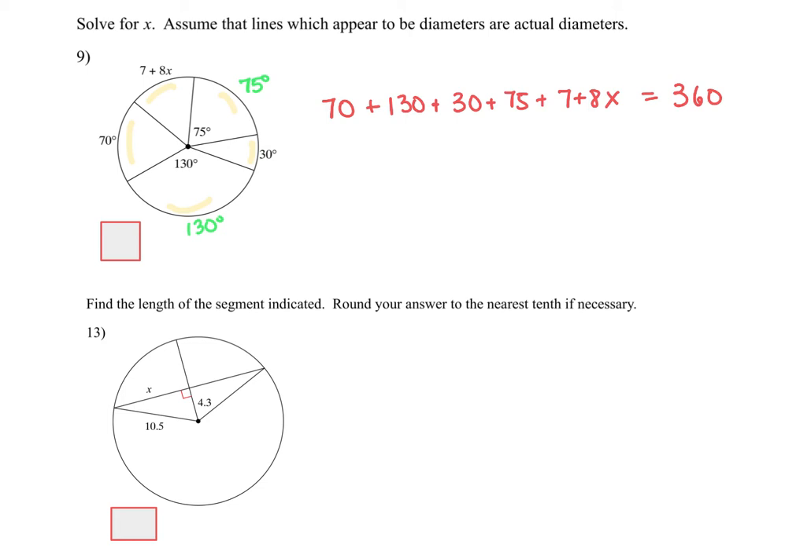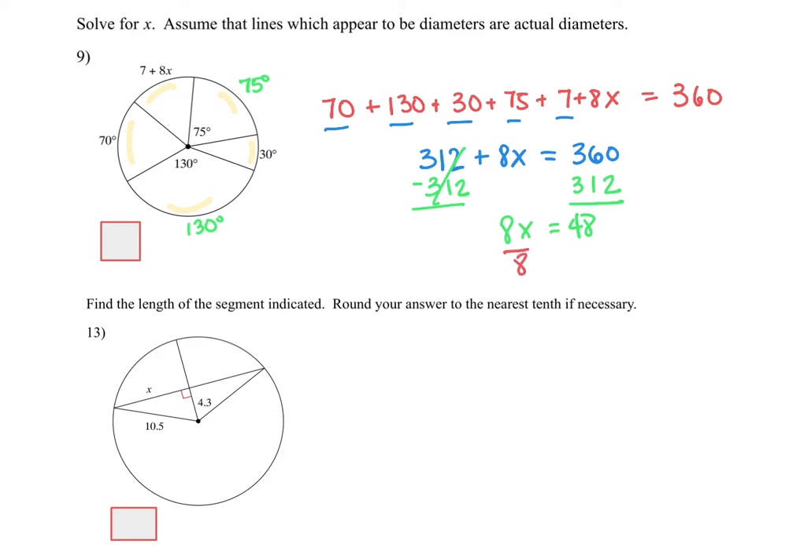So it's a basic algebra problem at this point. I'm going to add up all of my numbers here. All right. So 312 plus 8x equals 360. Then I'm going to subtract. And then my last step would be to divide. And you should get x equals 6.